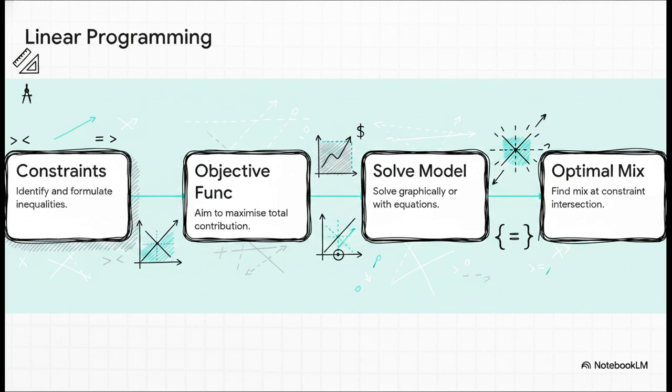The really crucial point to remember here is that your optimal production point is almost always going to lie at the exact intersection of your constraint lines on a graph. That intersection is the sweet spot where you're maximizing both scarce resources simultaneously.